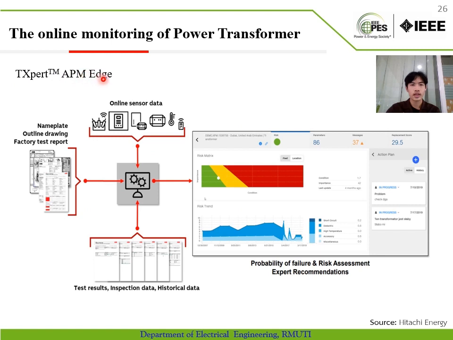TSPAD-TM APM is the software that collects historical data from factory test reports and online sensors, configured to analyze the health of the power transformer and predict future events, so that the power transformer can operate efficiently without any disruption.